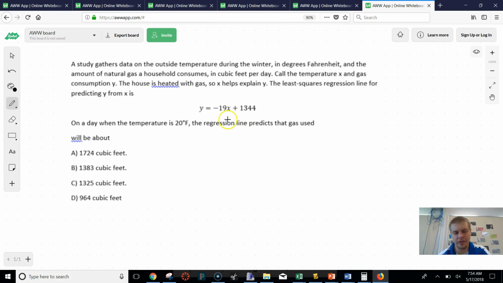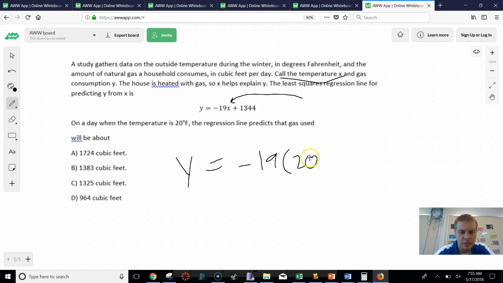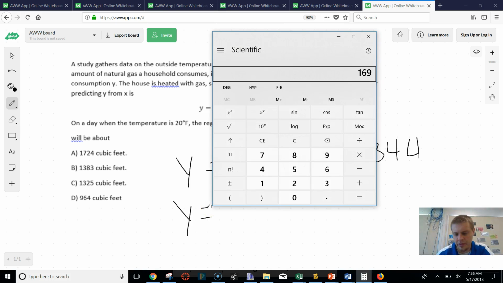Okay, so given this regression line, I need to make a prediction. So it says on the day where the temperature is 20, so I just have to figure out, is 20 my x value or my y? Well, they say call the temperature x, so that is my x value. So I'm just going to plug that in, so y equals negative 19 times 20 plus 1344. What I get is y equals, I have to do this on my calculator because I don't know what 19 times 20 is off the top of my head.